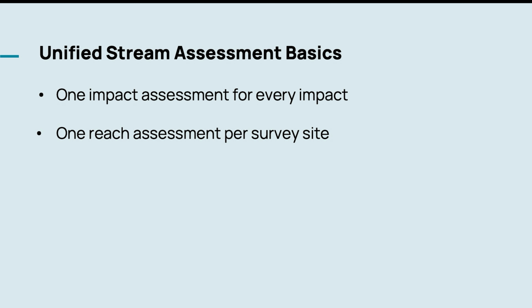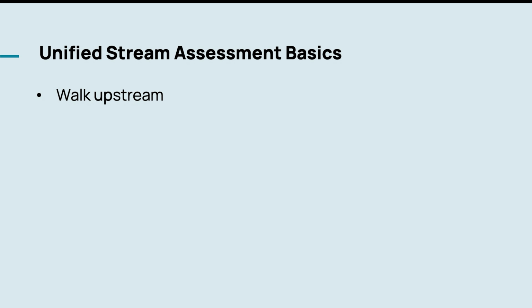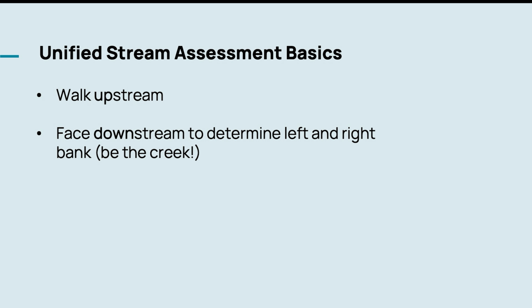So to actually use the USA, you travel up a given stream reach and fill out an impact assessment whenever you see one. And then you fill out that reach assessment at the end. So you'll end up with many impact assessments and 1 reach assessment. You'll walk upstream, like I mentioned, but there are cases where you need to identify which bank an impact occurs on, and that is done facing downstream.